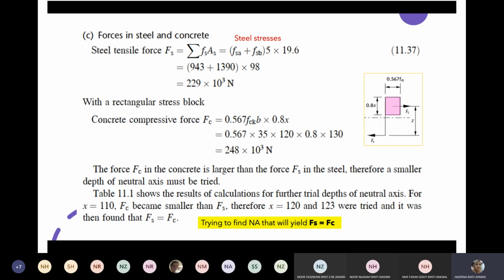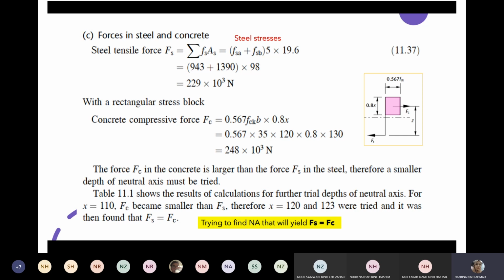Using the rectangular stress block, we can calculate the concrete compressive force, Fc, which uses this equation of 0.567 fck b times 0.8x. Substitute the values and we get 248 times 10 to the power of 3 Newton. Basically at this point, we wanted these two values, Fc and Fs, to be equivalent, so it has to be similar. The force Fc in the concrete is larger than the force Fs in the steel.